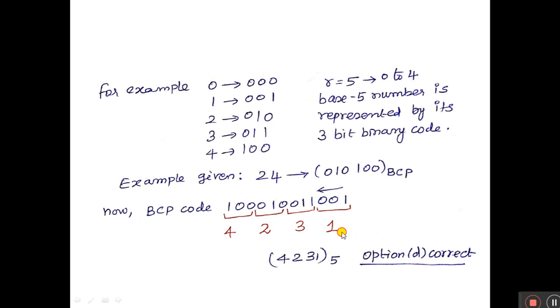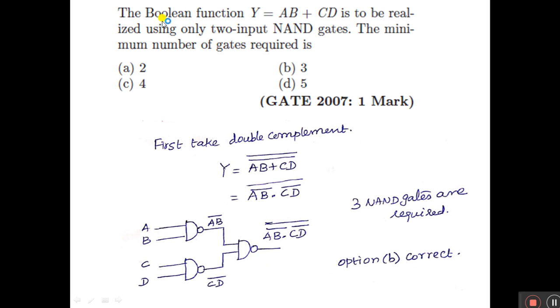Next one. The Boolean function y equal to ab plus cd is to be realized using only 2-input NAND gates. The minimum number of gates required is: the options are A 2, option B 3, option C 4, option D 5.